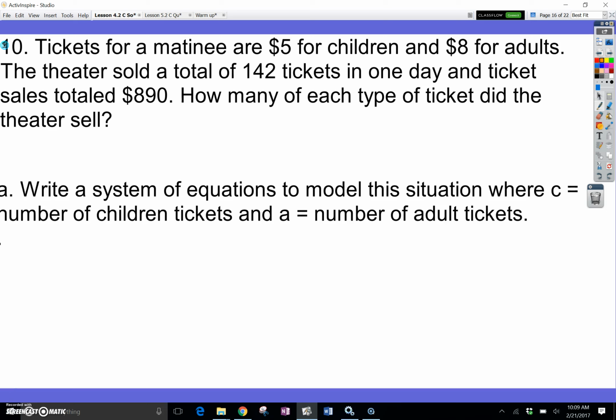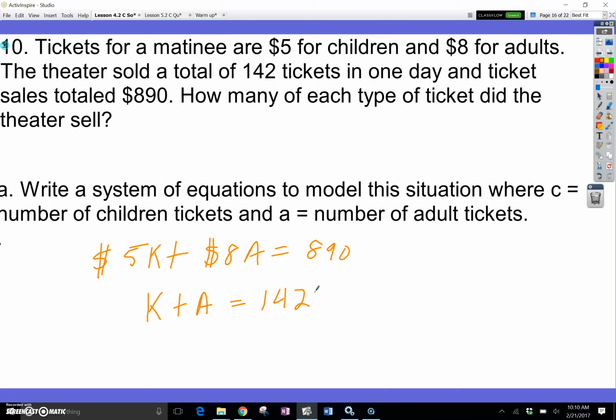Okay, so let's go ahead and start our first equation. I don't know where I left off at. So I know when I have $5 for a kid's ticket, and then $8 for an adult ticket, it's $890. The other one is the total amount. When I take the kids' tickets plus the adult tickets, I sold 142. I'd like you guys to pause it right here and begin solving it, and then check your answers with me.